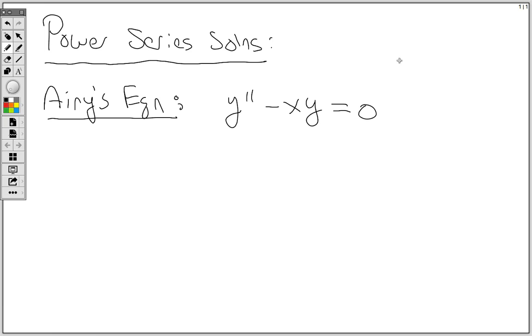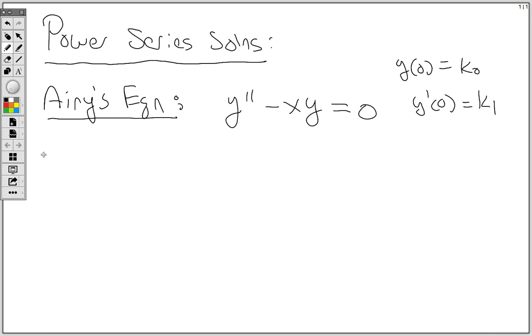And you can have a couple initial conditions, whatever they happen to be. We'll see what these pop out to be here in a bit. So if you look at this equation, what do we know about it? We know that it's linear. We know it's homogeneous. It's not constant coefficient.